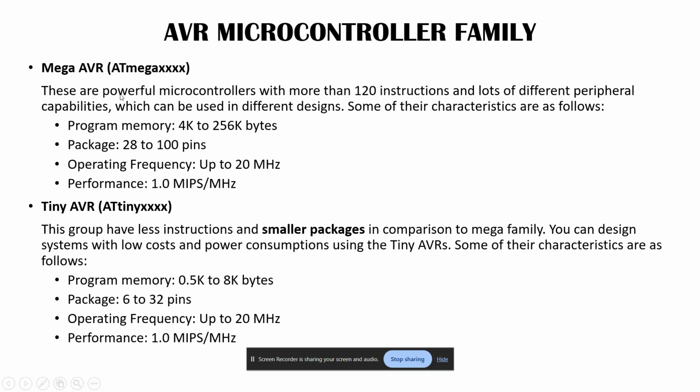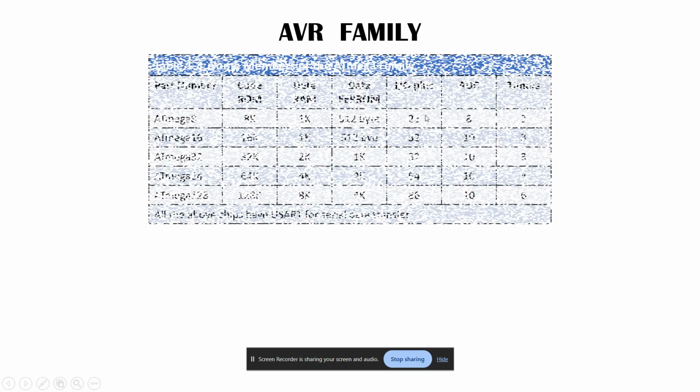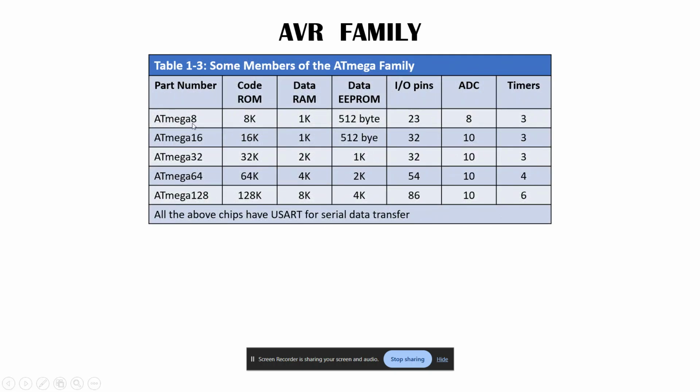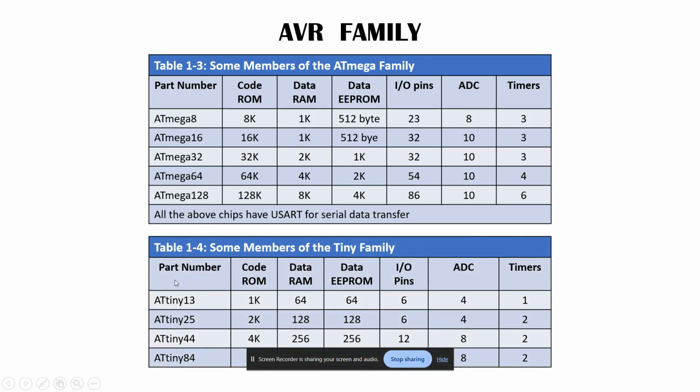Now Mega AVR. They are powerful microcontrollers with more than 120 instructions and a lot of different peripheral capabilities which can be used in different designs. It is one of the fastest ones, but still it's not at the level which its builder wanted to achieve. Now moving to tiny AVR: it's a smaller package and faster than ever. Now we are going to discuss ATmega8, ATmega16, ATmega32, ATmega64, ATmega128, and the tiny ones: ATtiny13, ATtiny2, ATtiny84.